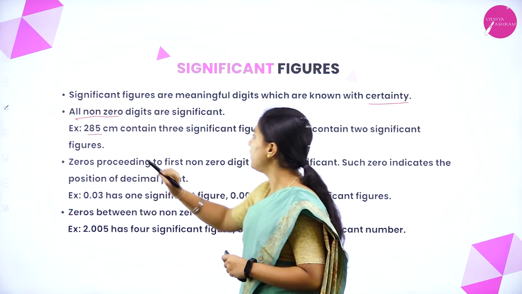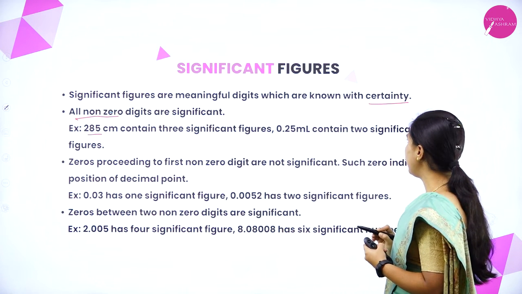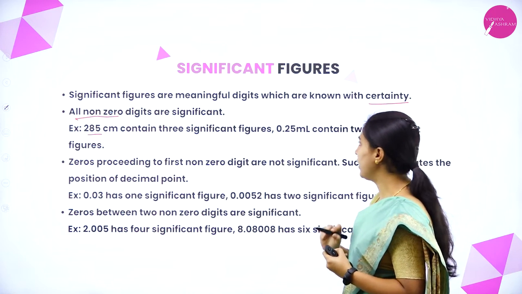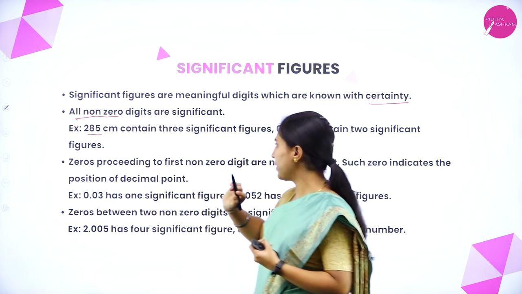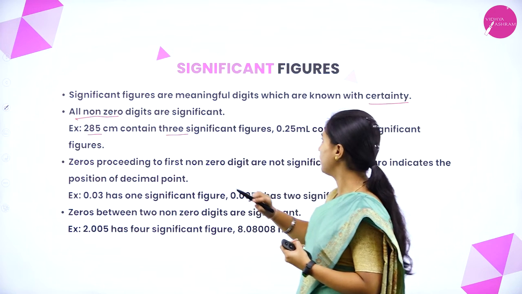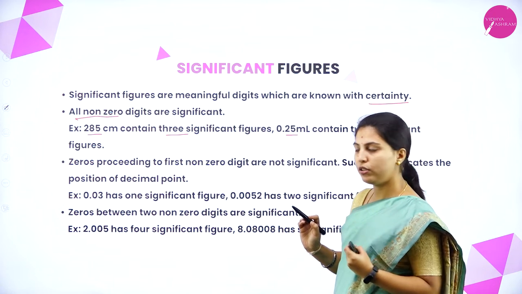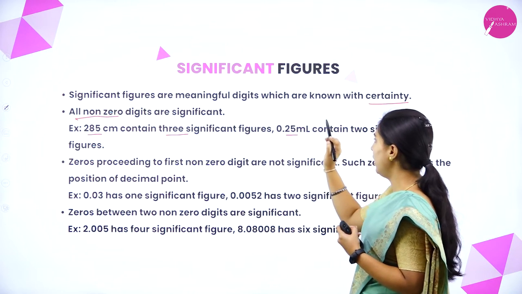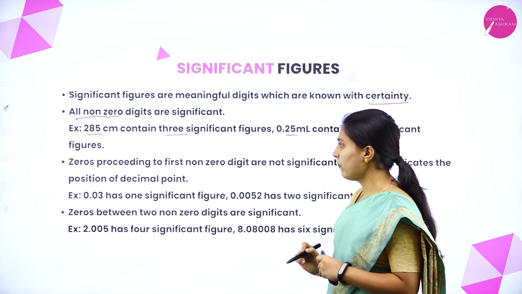So 285 centimeter contains 3 significant figures. 0.25 ml contains 2 significant figures. See, non-zero means no zero is present here, so 3 significant figures. In 0.25, only the non-zero digits are considered, so 25 is 2 significant figures. That is the first rule.